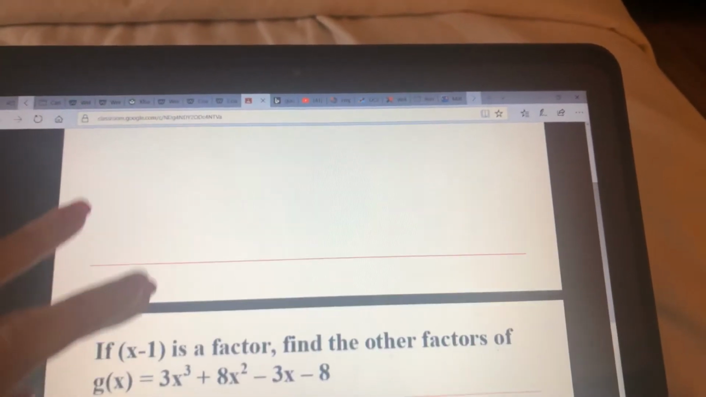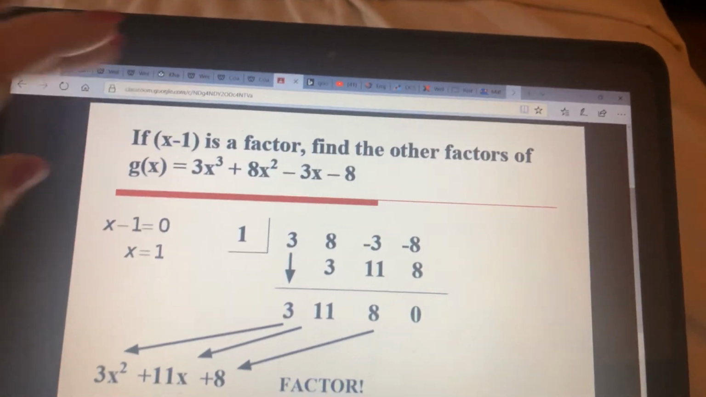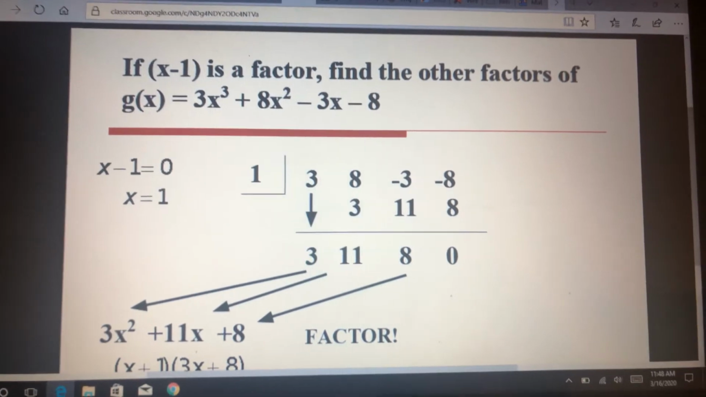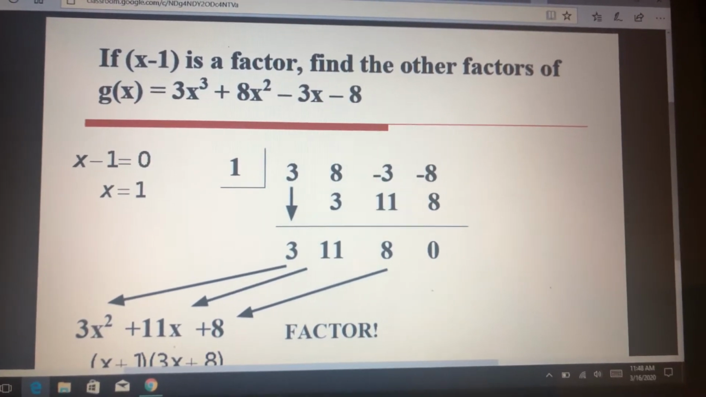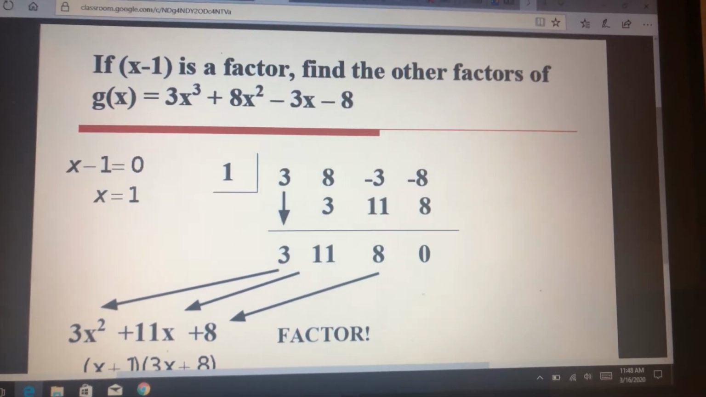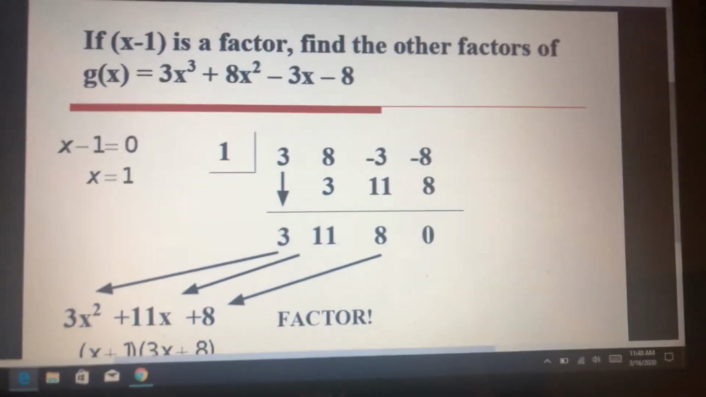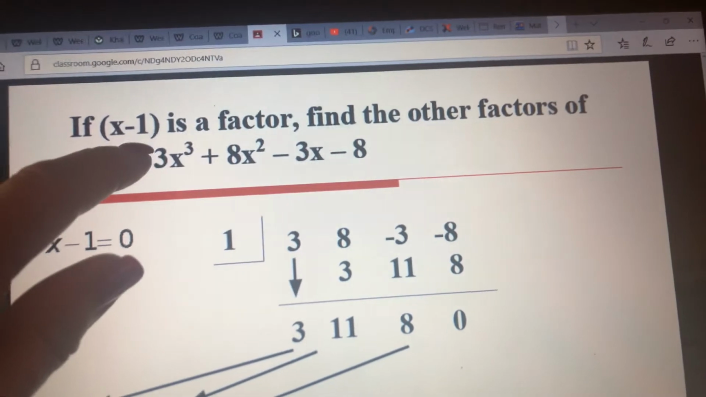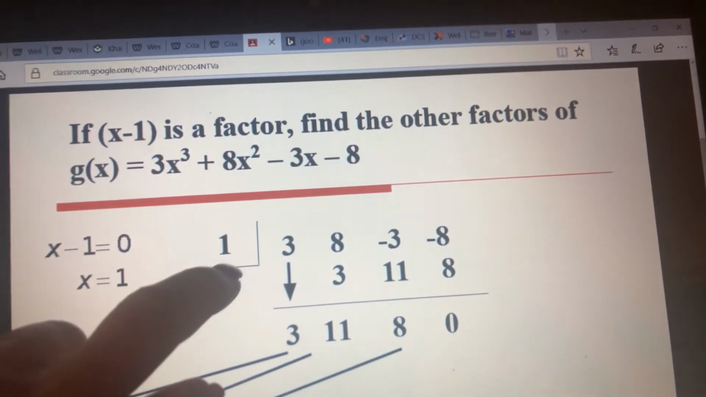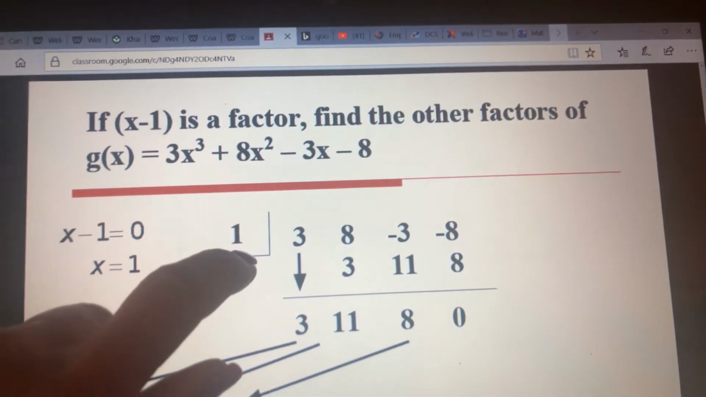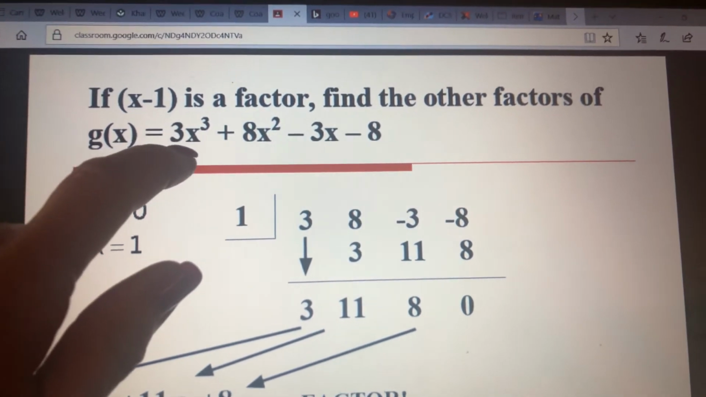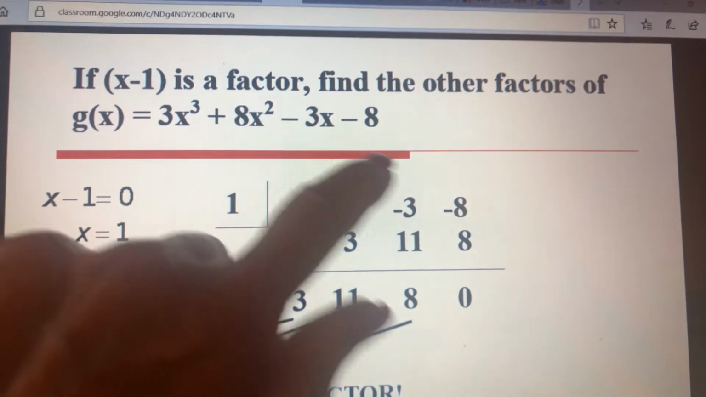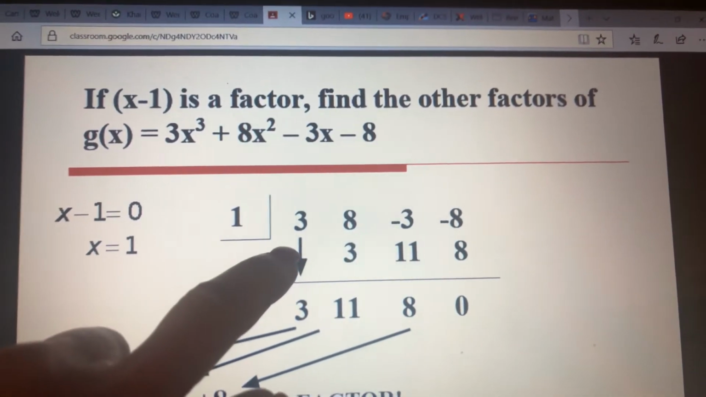So here we have a problem, and it says, if x minus 1 is a factor, find the other factors. Okay, so what we've done is we've learned how to tell if x minus 1 is a factor. And we do this by taking that -1 and changing it to a +1. Then taking the coefficients of x cubed, x squared, x, and then the constant, and lining them up.